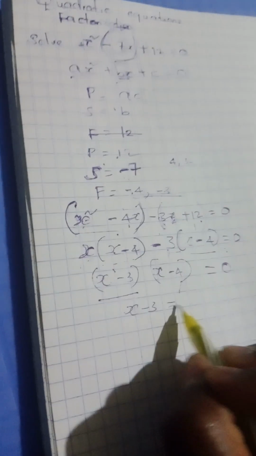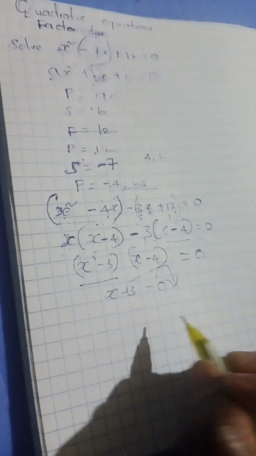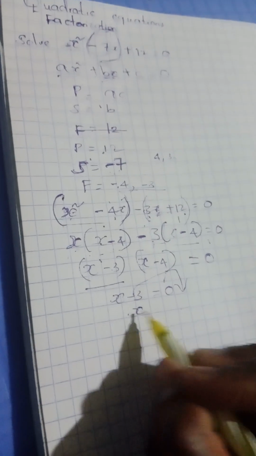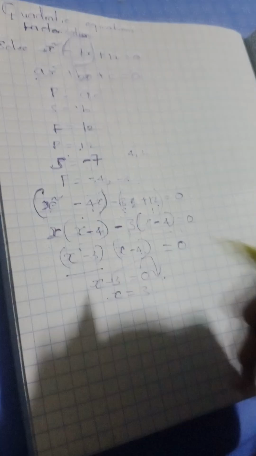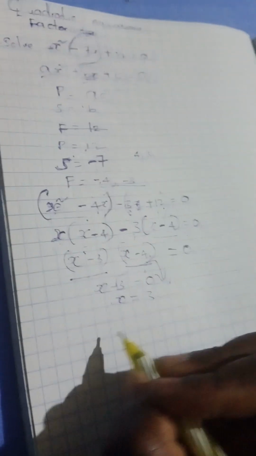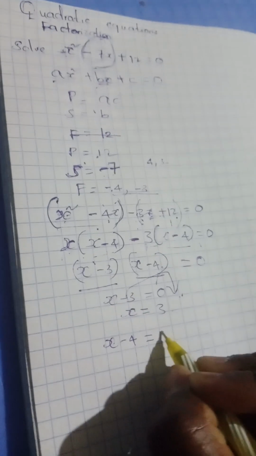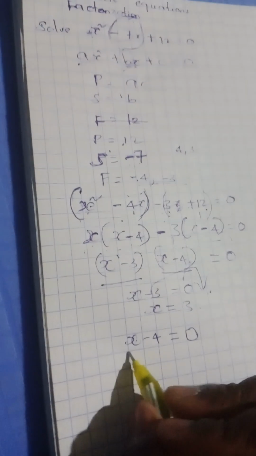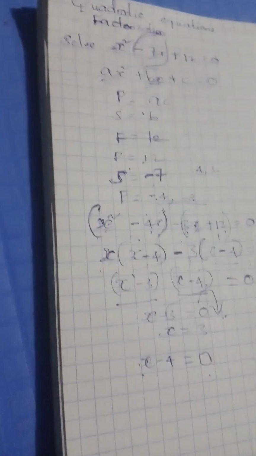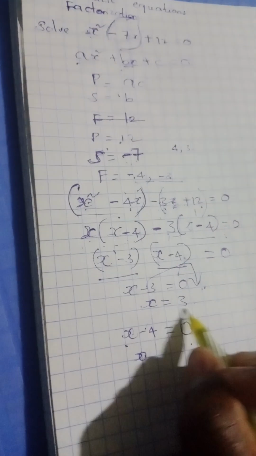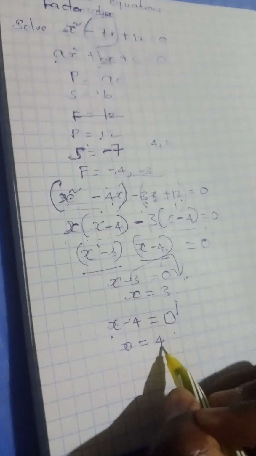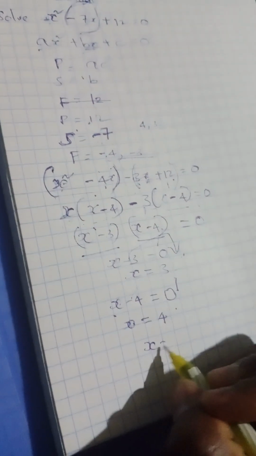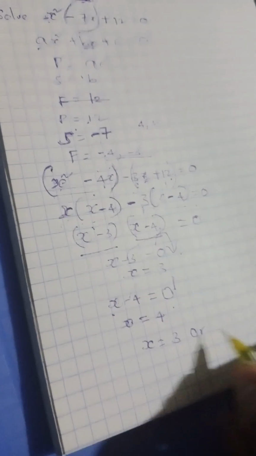Let us use this first. We say x minus 3 equal to 0. You take this 3 to the other side, and it becomes positive. In our case, x is equal to 3. Or you can use the next one, which is x minus 4 equal to 0. You take this negative 4 to the other side and it becomes positive, so x is equal to 4. So in our case, x is equal to 3 or 4.